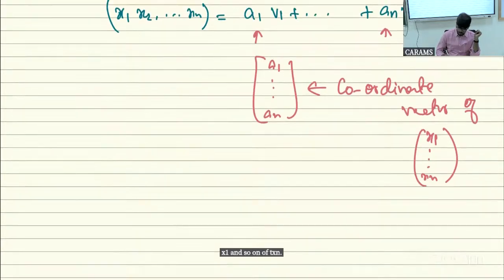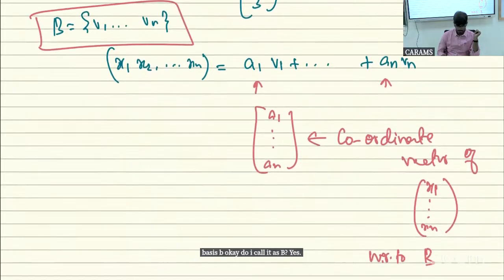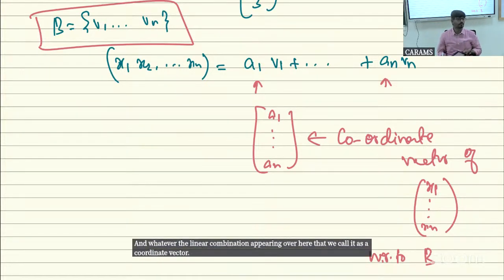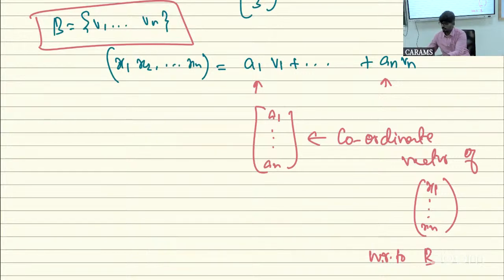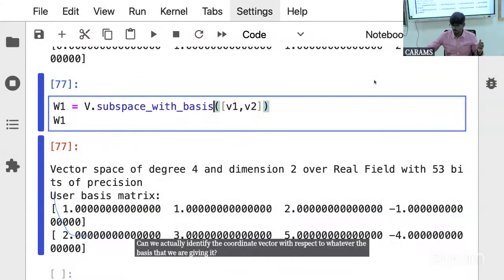Then more specifically, if you want to write with respect to the basis b, okay, do I call it b? Yes, call it b. So that's the coordinate vector. You have any basis in your hand, you try writing a vector with respect to that basis, as a linear combination of the elements of that basis, and whatever the linear combination appearing over here, we call it a coordinate vector. So now, can we identify the coordinate vector with respect to whatever basis we are given? That was the question.